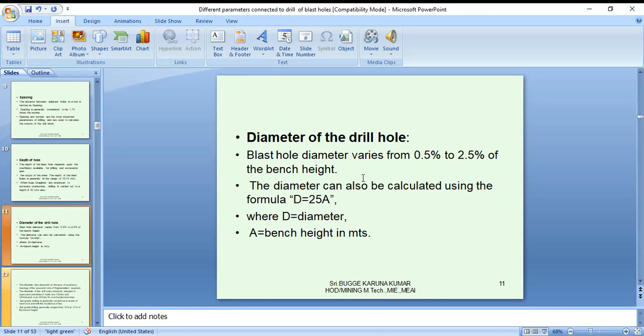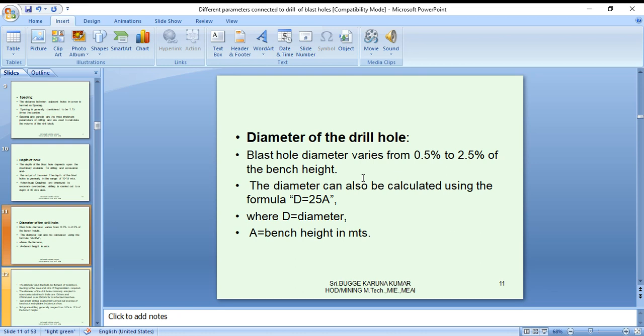Now, diameter of the drill hole. Blast hole diameter varies from 0.5% to 2.5% of the bench height. The diameter can be calculated using the formula d = 25a, where d is the diameter and a is the bench height in meters. So let us take one simple example. For a diameter of 300, we are applying, for example, 300, which is generally and universally used.